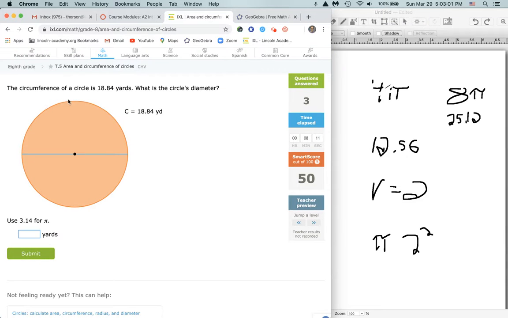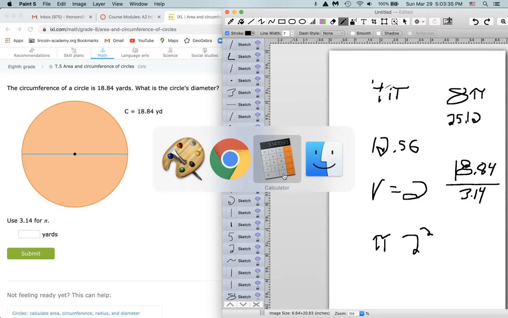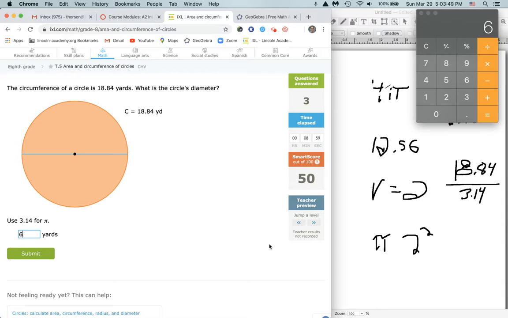Okay, so here it says the circumference of a circle is 18.84 yards. What is the circle's diameter? So this is one where we're going to go the different direction. Since I'm given the circumference, I'm going to take 18.84 and divide by 3.14, because normally you take the diameter and times by 3.14 to get the circumference. So I'm going to go the other direction. I grab my calculator, do 18.84, I divide by 3.14, and I get 6. So the circle's diameter is 6.